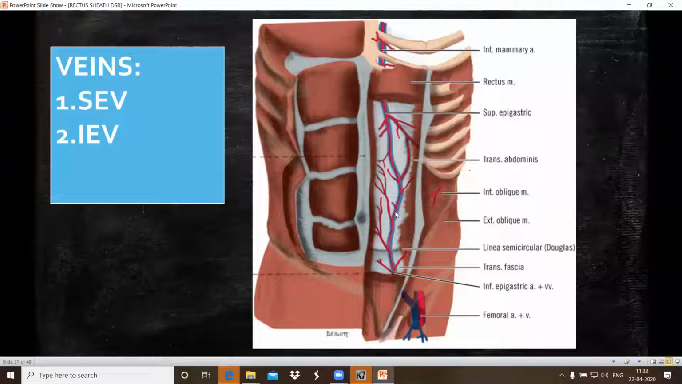In the same way, the inferior epigastric veins are venae comitantes, two in number, come downwards and drain into the external iliac vein. This is the internal thoracic or internal mammary vein, and this is the external iliac vein.